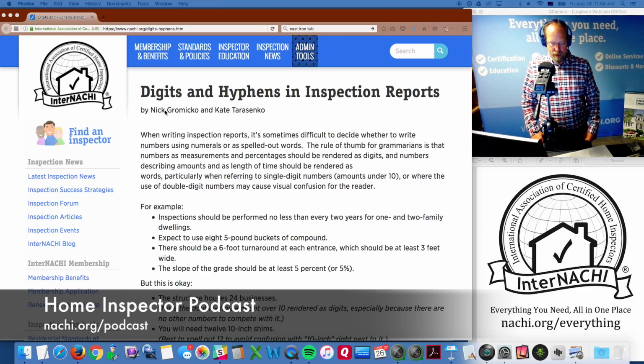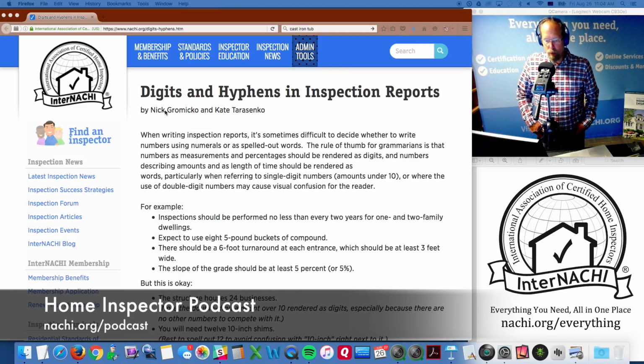Length of time. So if it's under 10, right, use words. So length of time, let's say 5 minutes. It took me 5 minutes to turn on the heating system and take a measurement of the delta T. So 5 is under 10, and it's a length of time. So you use the word, F-I-V-E, five. If it's a length of time and it's over 10, right, use digits. So it would be, it took me 60 minutes to perform the mold inspection. 60 is over 10, it's a length of time, so use 60. Well, that's a lot, right?